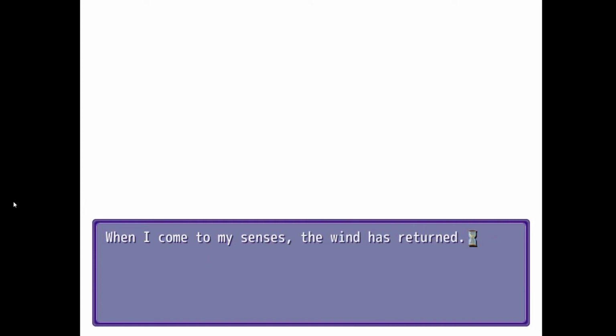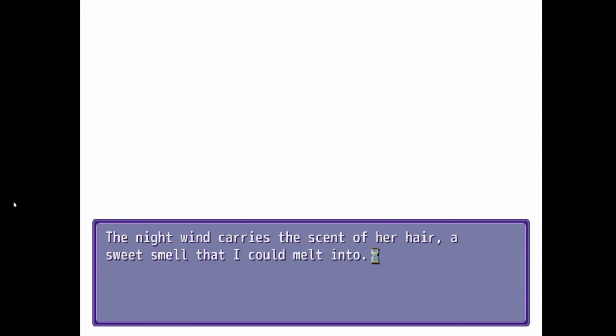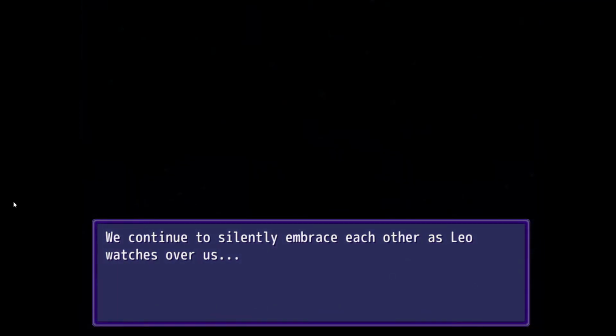When I come to my senses, the wind has returned. The night wind carries the scent of her hair. Okay.